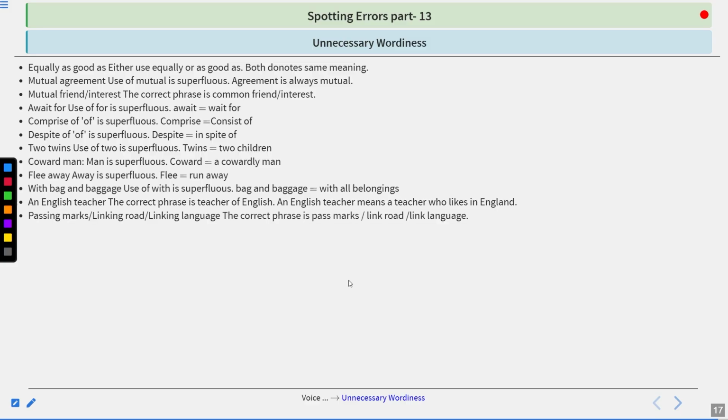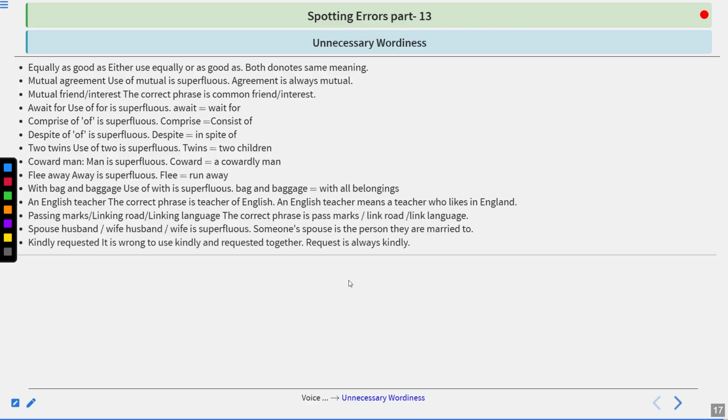Passing marks, linking road, linking language. The correct phrase is pass marks, link road, and link language. Spouse husband, wife. Husband, wife is superfluous. Someone's spouse is the person they are married to. Kindly requested. It is wrong to use kindly and requested together. Request is always kind. So I hope you've understood all the unnecessary wordiness. Use them correctly in your writing.